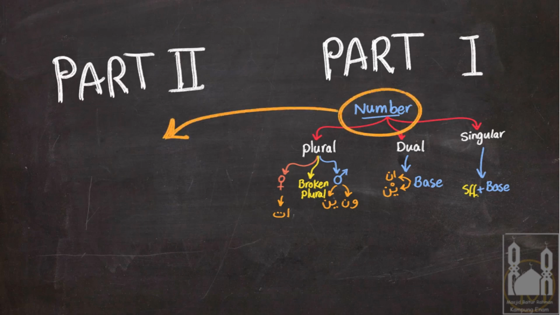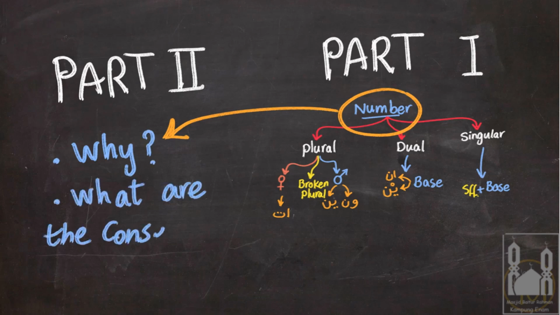This was part 1 of this lesson, and in the next lesson, we'll discuss why knowing these facts is important to understanding the context of the ayah, and what kind of consequences are linked to knowing the number of the noun.